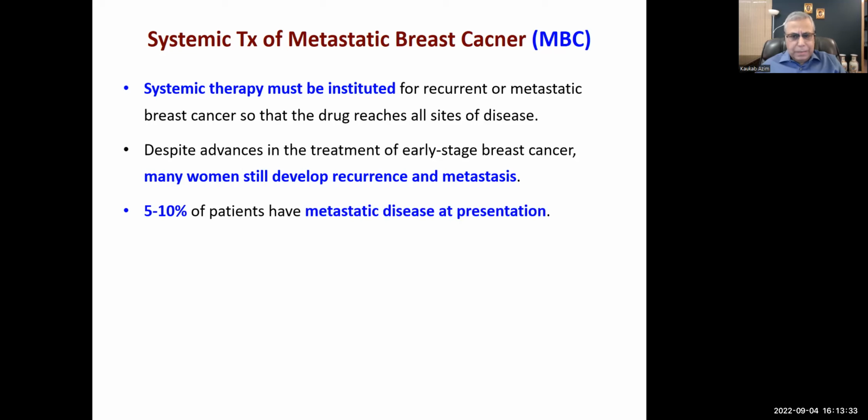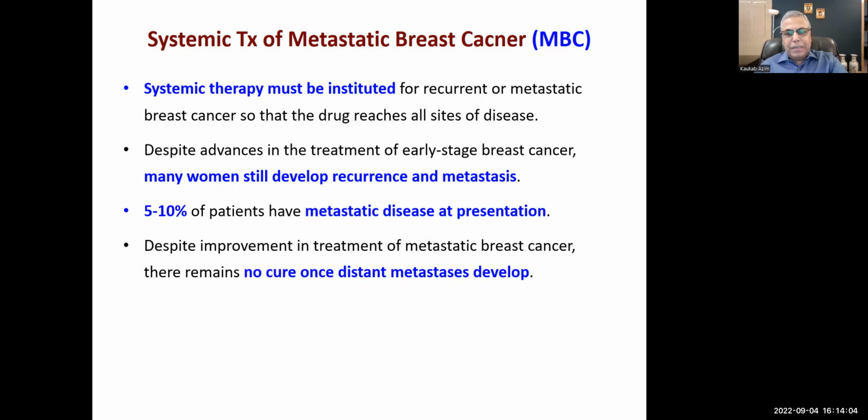And that is one of the reasons that the guidelines recommend screening after a certain age, by the age of 50 years. If the patient is high risk, like if the BRCA genes are mutated or there is a mutated P53 gene, then screening should be initiated at an early age, like at the age of 40 years, okay? So the purpose of doing screening is to diagnose the cancer early before it has metastasized. Despite improvement in treatment of metastatic breast cancer, there remains no cure once distant metastases have developed.